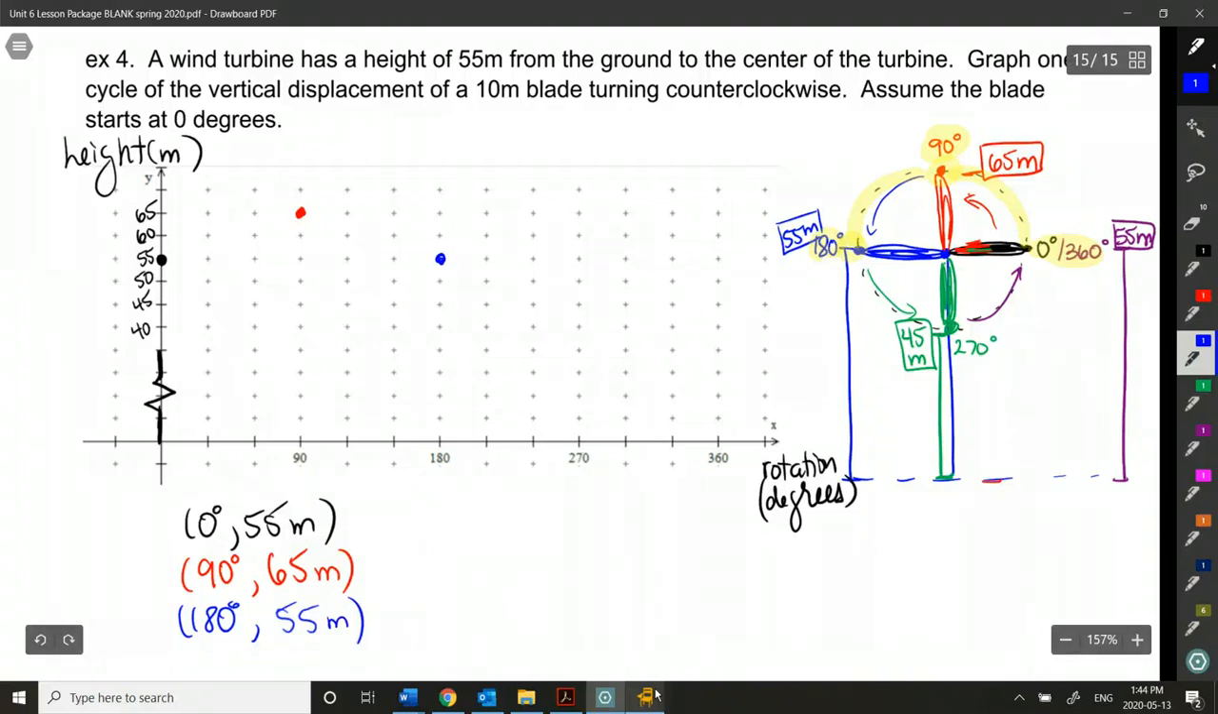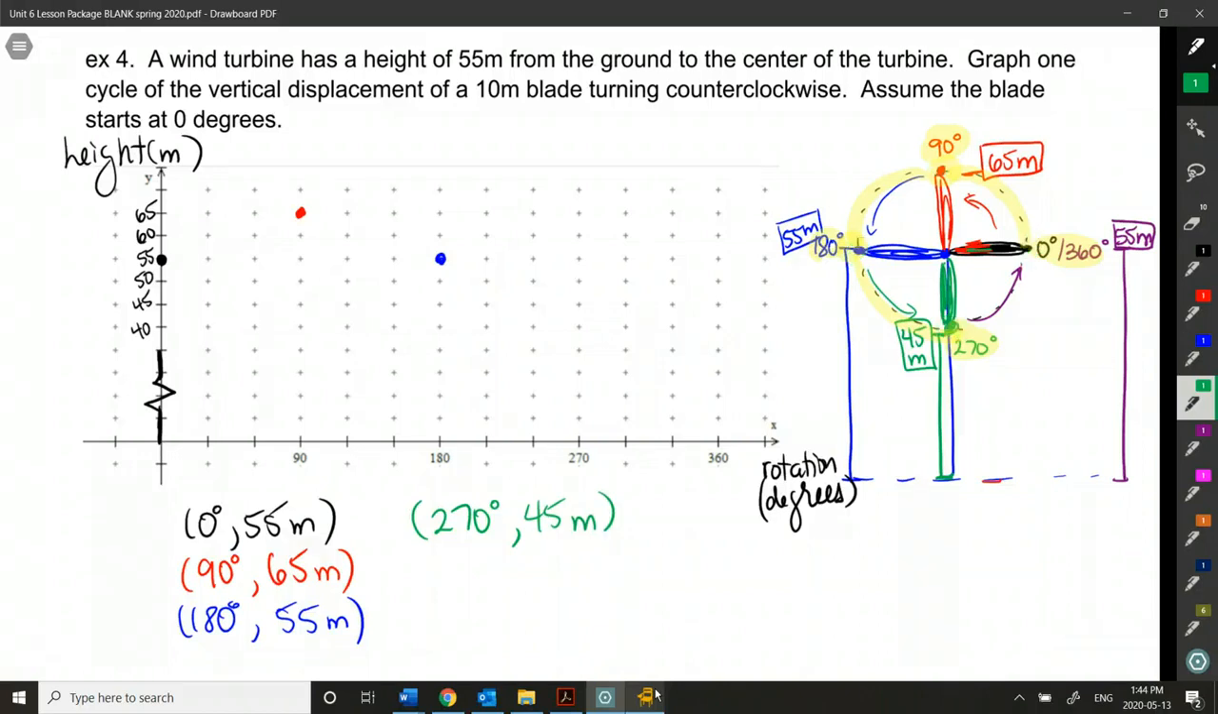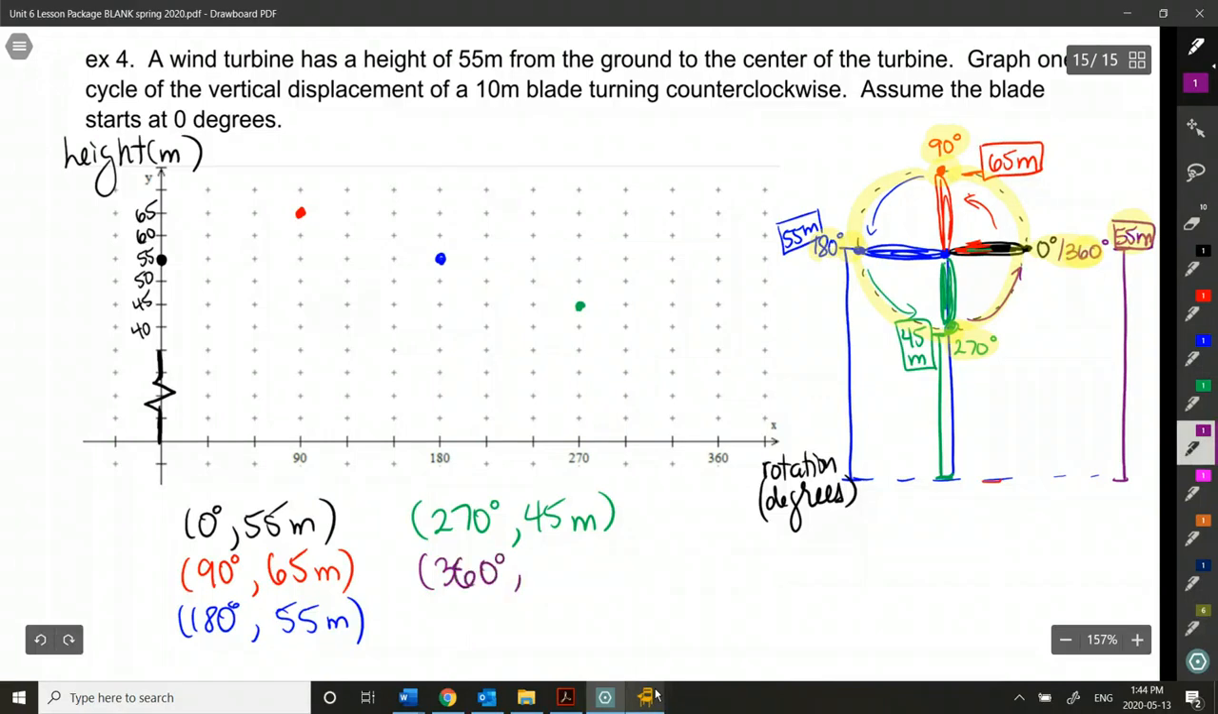Let's plot that. Okay, next location, we are now 270 from where we started, and we're at a height of 45 meters above the ground. Remember, this is just the tip of the blade, so these are literally the tip positions that we're tracking around here. So plot 270, 45, and then finally we're going to rotate back up to our starting position. So at 360, we'll be back at 55 meters. Okay, and there we have it. So there's our graph of our function.